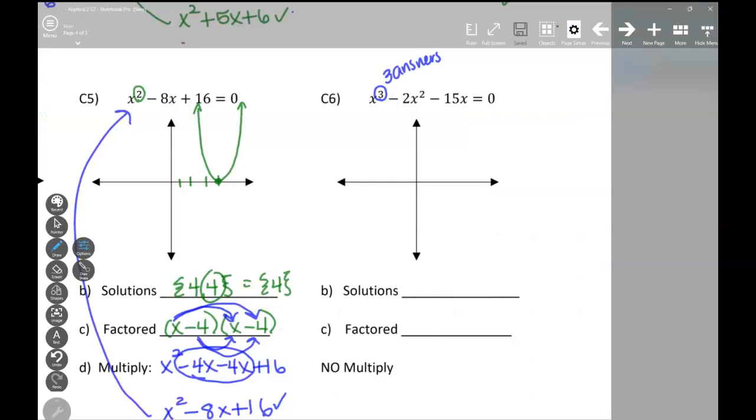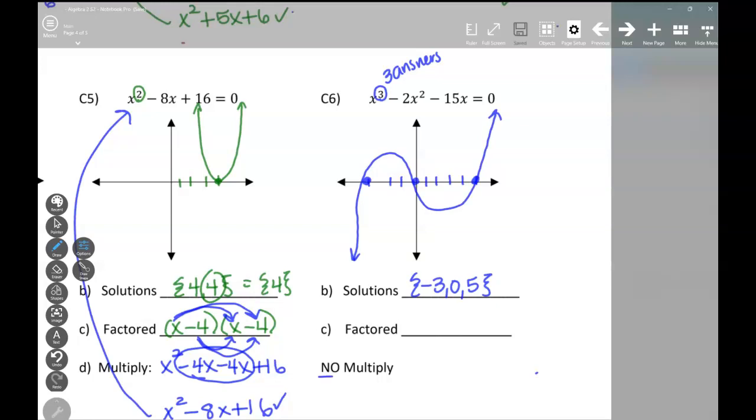I'm going to go back into my solutions here and say it crosses at negative 3, 0, and 5. It crosses at negative 3, 0, and positive 5. And if you go back and look at your graph, it's going to start at the bottom, move its way up, loop through 0, and head up through 5.